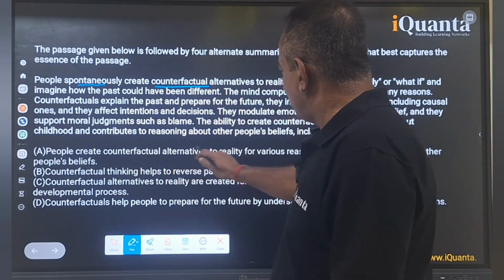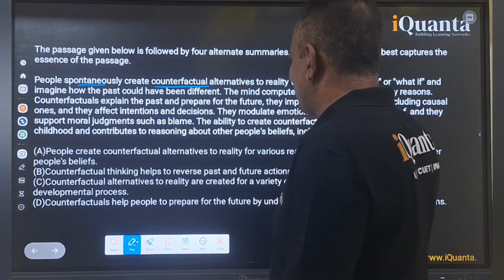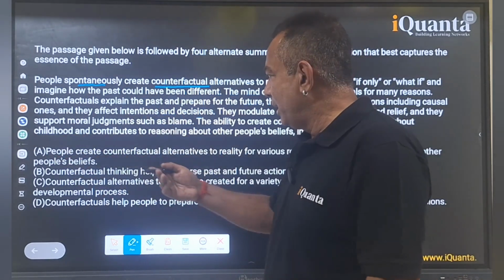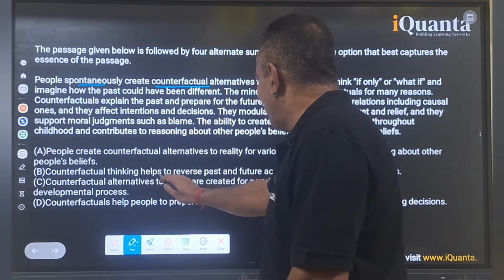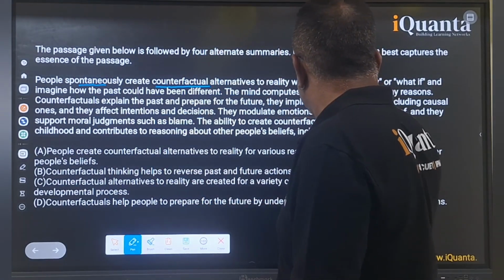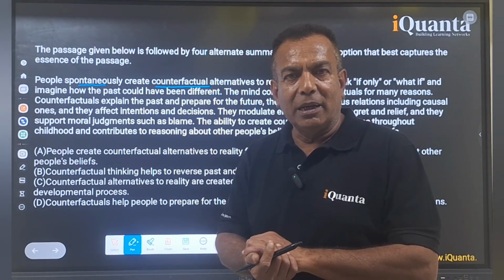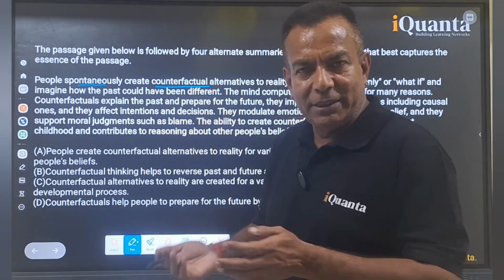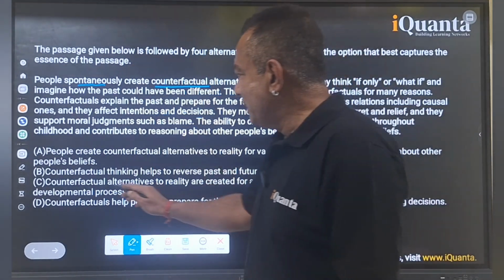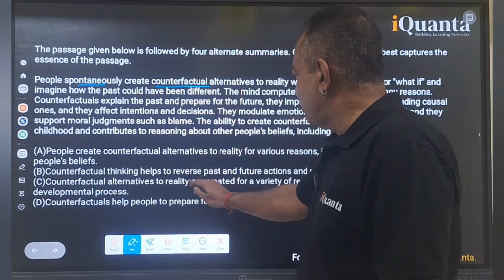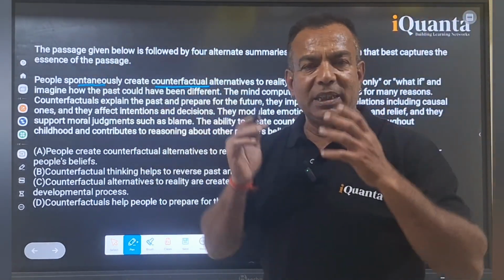People create counterfactual alternatives. This is a statement that, okay, they are saying for various reasons, and they are talking about people's beliefs. Now, this one thinks like counterfactual thinking helps to reverse past and future actions and reason for. This is also one of those attributes of counterfactual alternatives. So the best answer would be C. Counterfactual alternatives to reality are created for a variety of reasons. So this is summing up whatever reason there is.